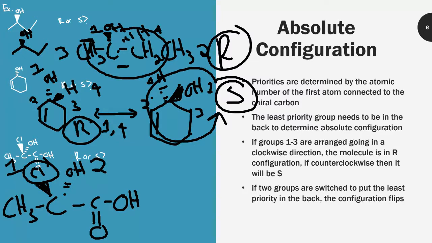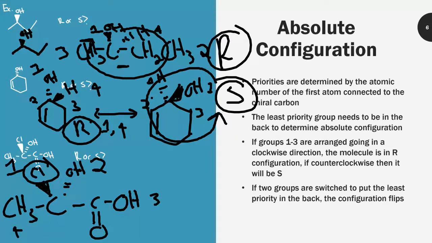And then when you're comparing methyl group and this carboxyl group, this carbon is connected to 3 hydrogens. This one is connected to 3 oxygens. Because it's a double bond, you can again think of it like this carbon is connected to this oxygen twice. Okay, so this carboxyl group will have higher priority over the methyl group.